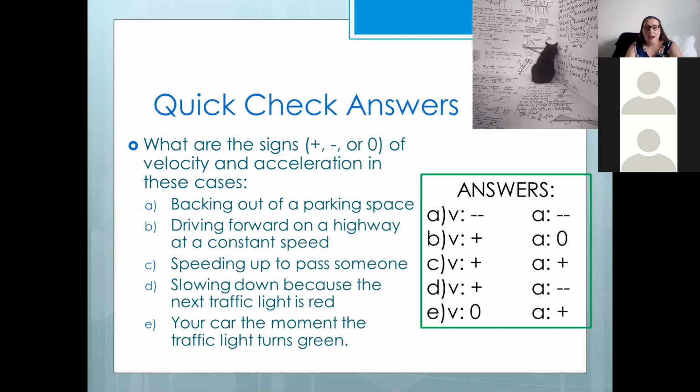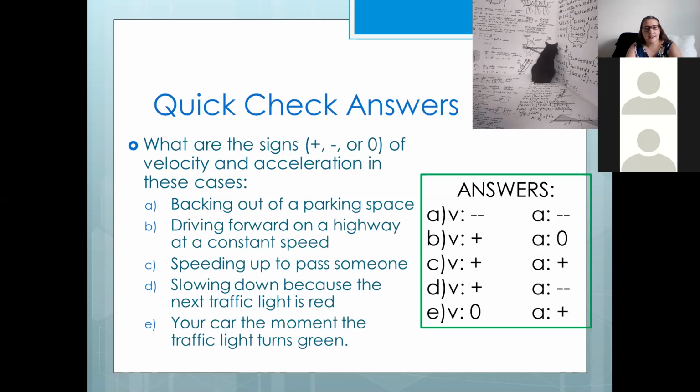C, speeding up to pass someone. Again, I'm hoping that you're doing that driving forward, so your velocity would be positive. And since you're speeding up forward, your velocity is increasing, so your acceleration is positive as well. D, slowing down because the next traffic light is red. Again, assuming that you're driving forward, then your velocity is positive, but your acceleration is negative because your velocity is decreasing.